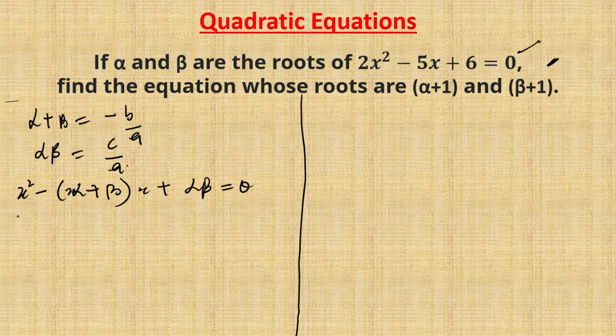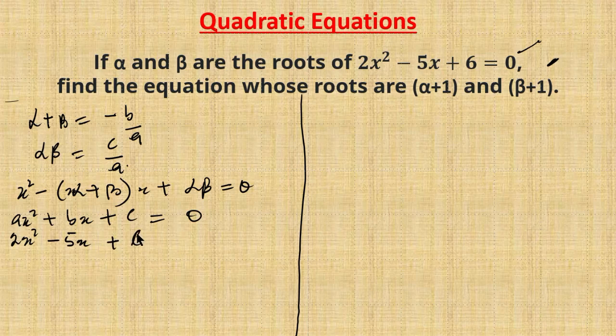Also we should remember that every quadratic equation is governed as ax squared plus bx plus c equals 0. Now with this we can work on this equation. The equation is of the form 2x squared minus 5x plus 6 equals 0, so that my a in this context is 2, my b is minus 5, and my c in this context is 6.